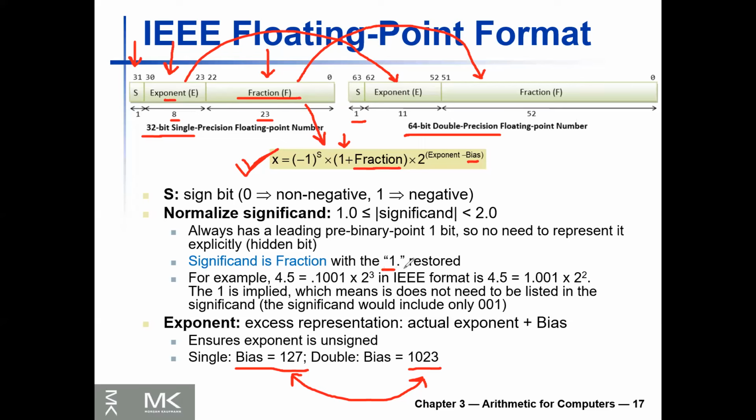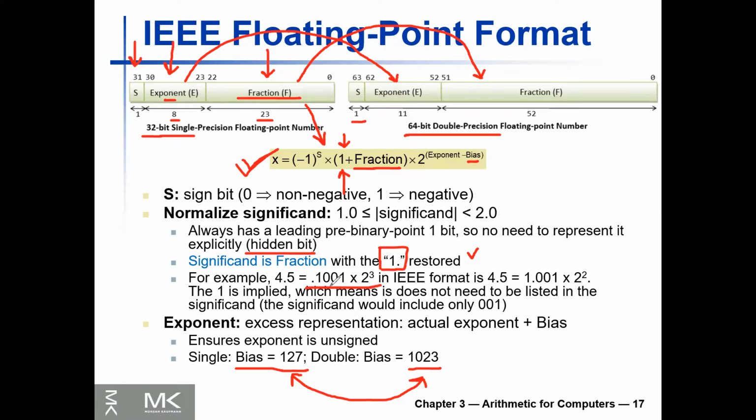So this 1 point is restored, and it is already there. We need to restore it. So it always has a leading bit 1, so there is no need to represent it explicitly, which is basically the hidden bit. Which one am I talking about? This one. For example, if we have 4.5, we can represent it this way.